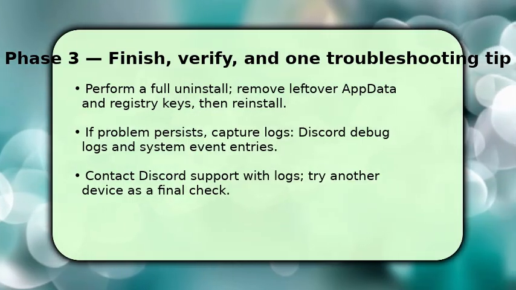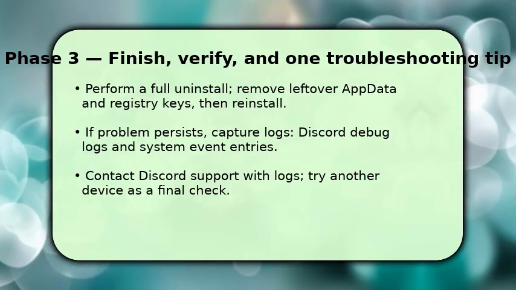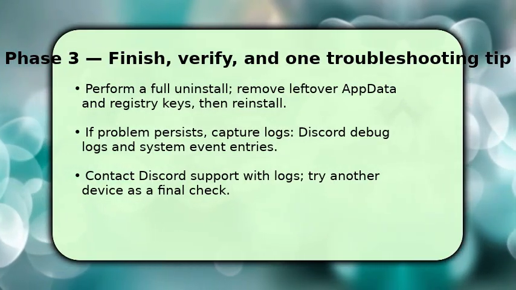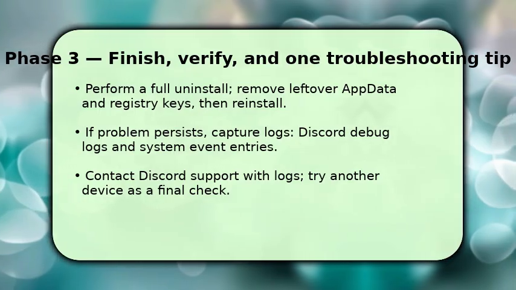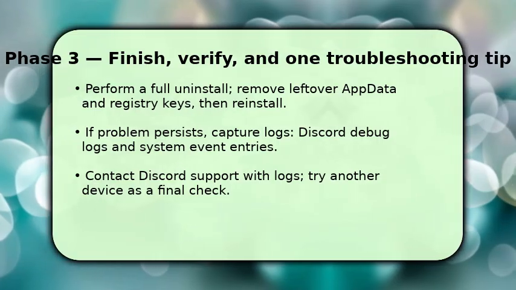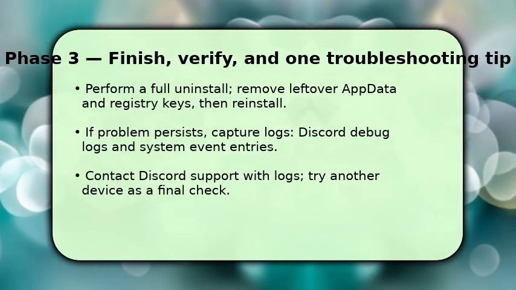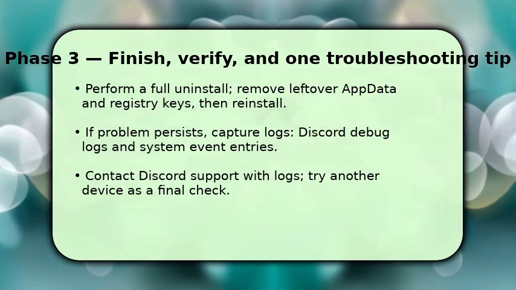Once reinstalled, reproduce the error and collect debug logs plus system event entries. These explain why saves failed. If reinstall doesn't help, try another device to isolate account versus device issues. Key troubleshooting tip: when contacting support, include timestamps, log files, and exact save paths so engineers can replicate and resolve the issue faster.